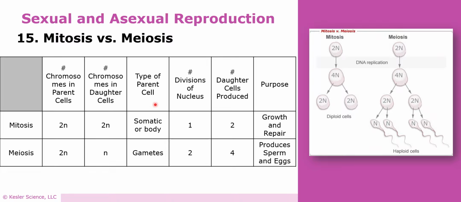The parent cell of mitosis will be a somatic or body cell. Somatic cells are body cells. A somatic cell is any cell that is not a gamete.